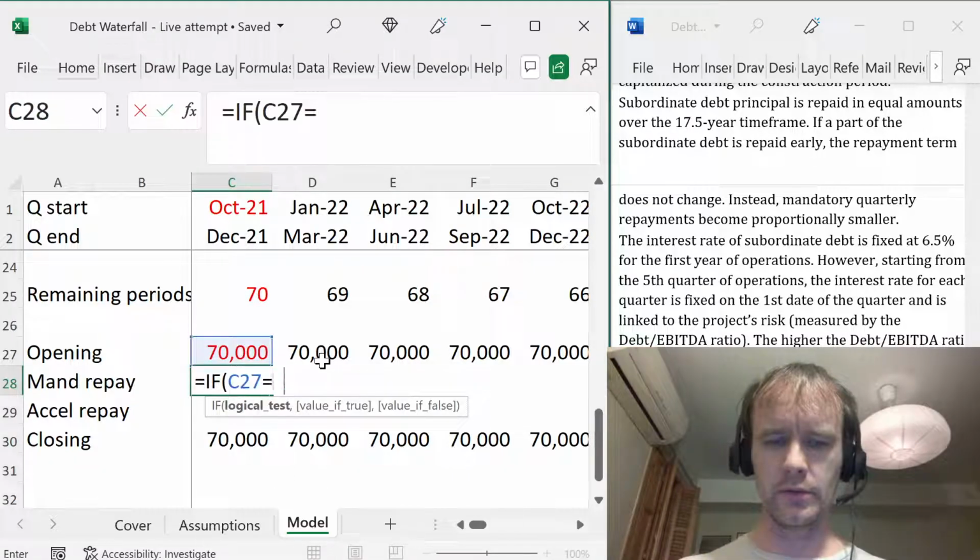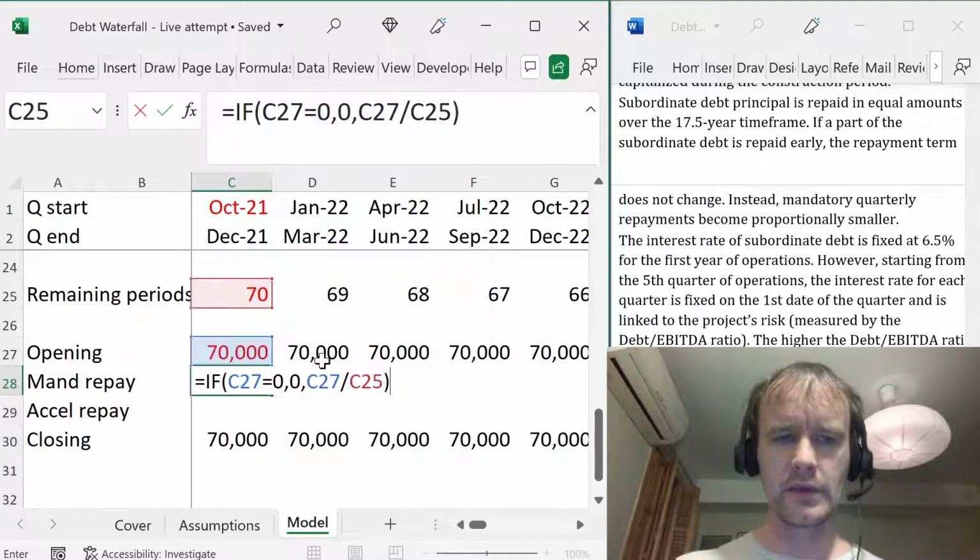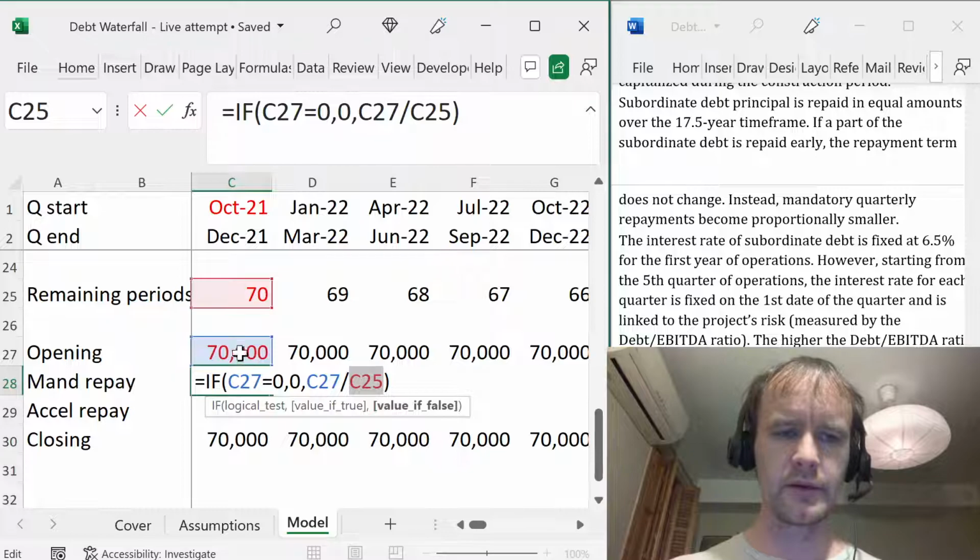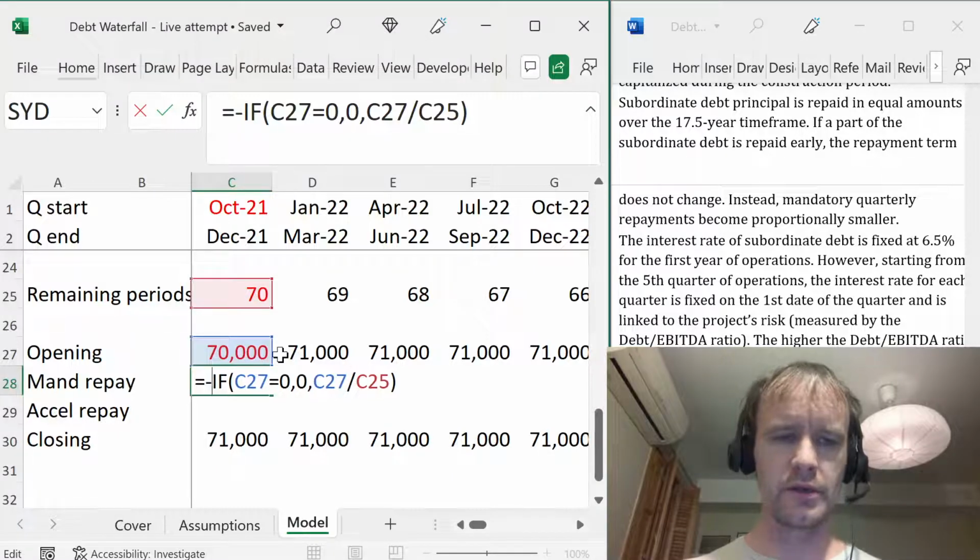So the mandatory repayment is going to be: if this equals 0, then 0. Otherwise, this divided by this. I'm hesitating a little bit here because I'm thinking, do I need to check if this is 0? But this has to get to 0 no later than when this gets to 0. So by putting in the check for that one being 0, I automatically do the check for the other as well. And of course, this should be negative.